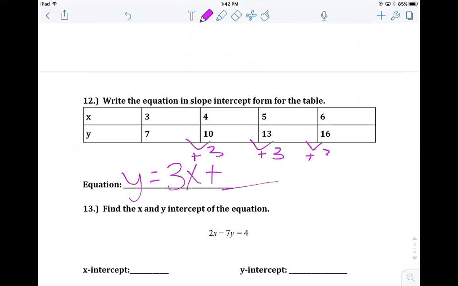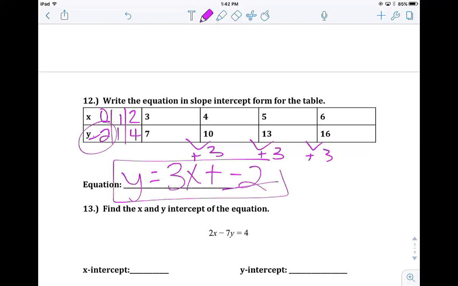Now, working backwards, we need to find the y-intercept. So I'm adding a 2, a 1, and a 0 to my table. So if I know I'm increasing each time by 3, if I want to work backwards, I'm going to subtract 3. So 7 minus 3 gives me 4. 4 minus 3 is 1. And 1 minus 3 is negative 2. Well, that is going to be my y-intercept.